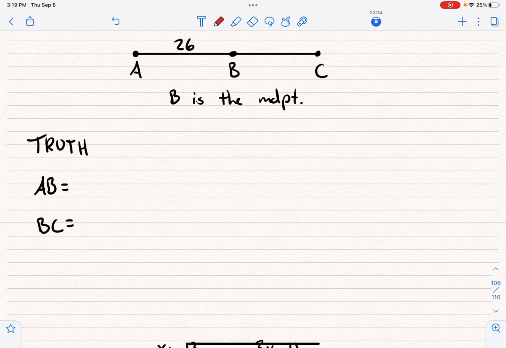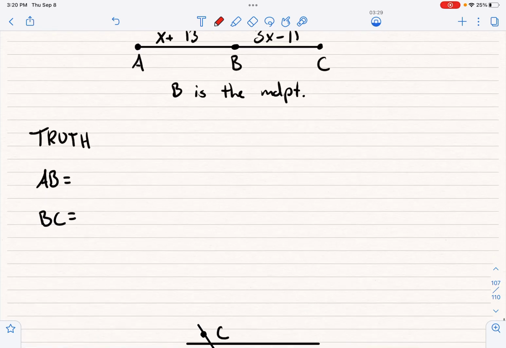Okay, the next kind of problem could involve midpoint. Now, if B is the midpoint or the middle, then the truth that goes along with that would be that the segment AB is the same length as segment BC. Okay? However long one is, the other one must be the same if B is in the middle. So therefore, length of AB is 26, length of BC is 26.